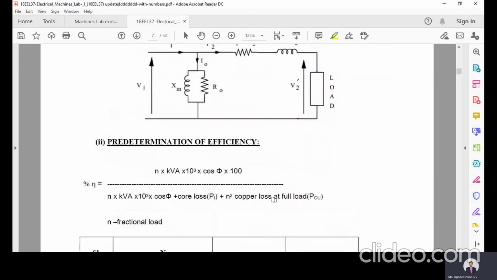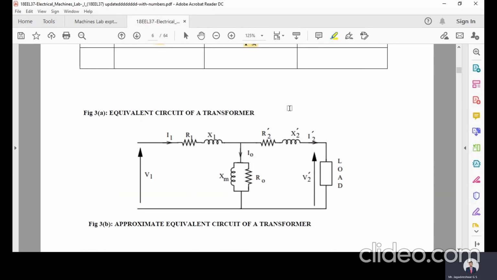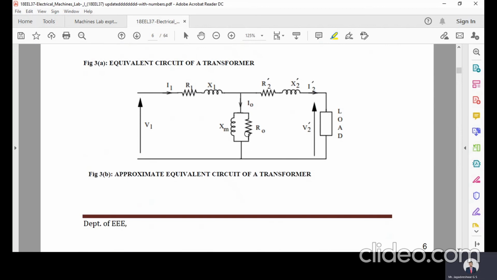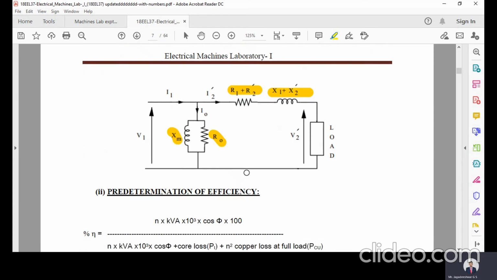And here you can simplify this, and instead of writing R1, X1, R2 dash and X2 dash, you can simply write RE and XE. So this is R0 and X0. Okay, so as you can see here, this is R0 and X0. Together I can call this RE, and together it is called XE. So these are the equivalent circuit parameters. So using the OC and SC tests, we found out these equivalent circuit parameters.